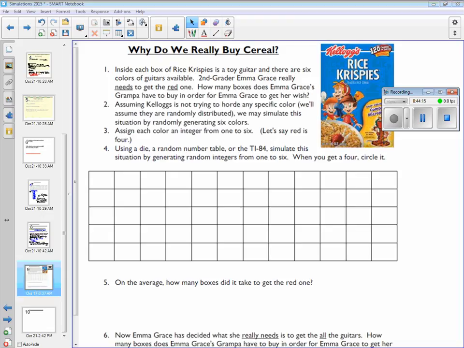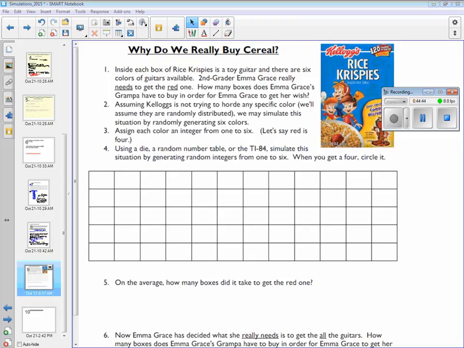It says, assuming Kellogg's is not trying to hoard any specific color, we're going to assume that they are equally distributed. There's the same percent of each color. So we're going to simulate this, because I'm not going to go out and buy boxes of cereal for each trial to figure out what's happening. I need to simulate the situation. So what do you think we should do?